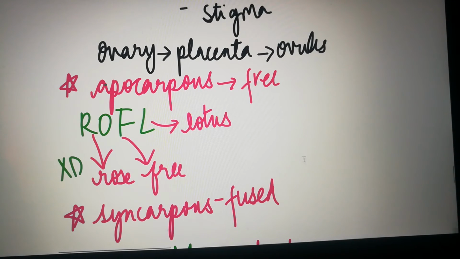Now apocarpous, it is when the gynoecium are free. You can remember it as ROFL, that is rolling on the floor laughing. So here R is for rose, F is for free, and then L is for lotus.